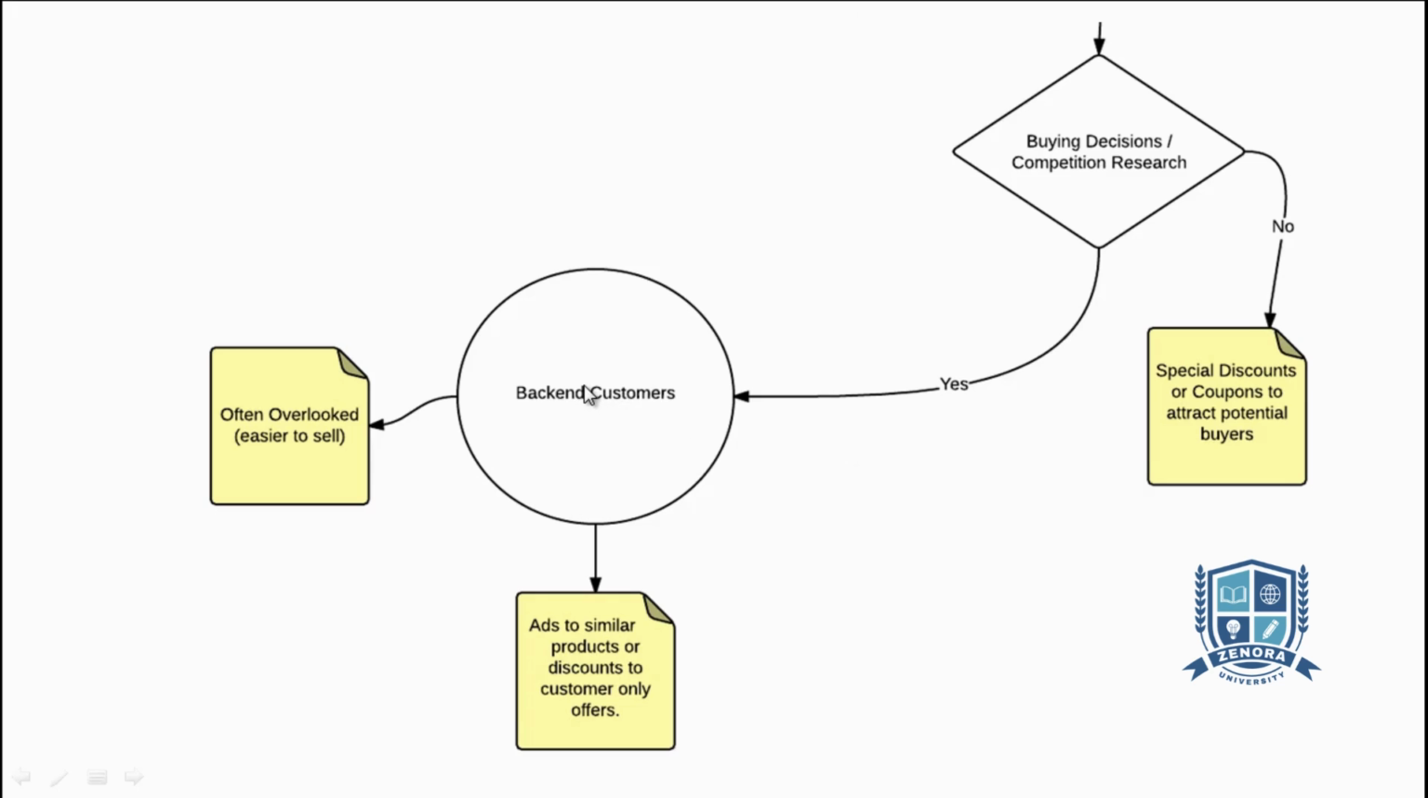And then of course we have back-end customers. They are often overlooked, but they're easier to sell to. You don't want to use too many retargeting ads like I talked about earlier. You probably want to stick to creating ads to similar products or discounts to your customers only. So you could say customers only in the ad. You could say customers only discount coupon code here for this product, get such and such percentage off. So that's what I would do in terms of ads.